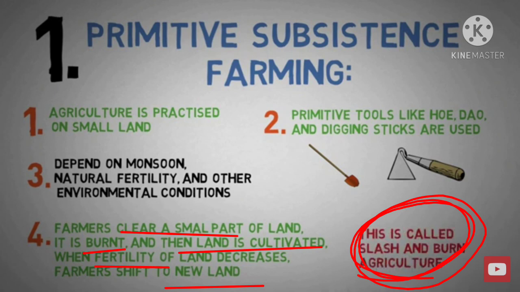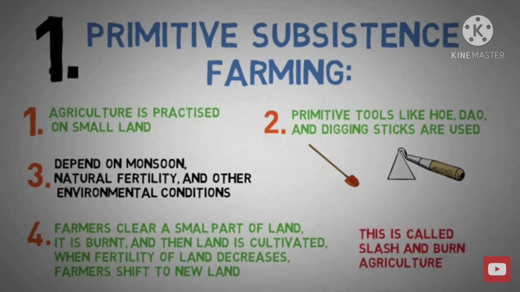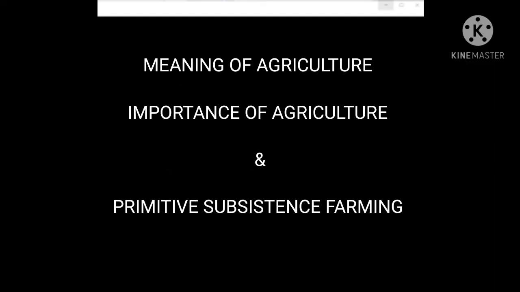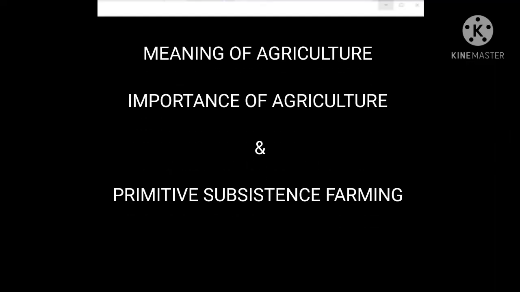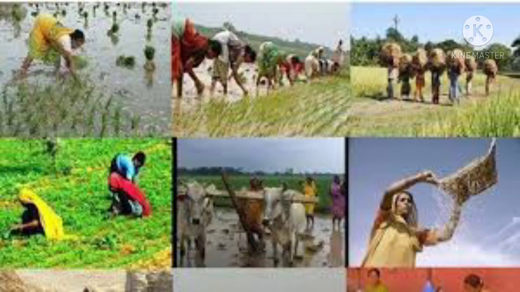But this process decreases the land productivity, and thus this type of agriculture is not recommended at all. So this is all about primitive subsistence farming. Hope you all are clear about it. I hope you are clear about the importance of agriculture, the meaning of agriculture, and also the types of farming, where we have discussed the very first type, that is primitive subsistence farming. I'll be sending you the next video where I'll be explaining intensive subsistence farming and commercial farming. But I hope you are very much clear with the three subtopics of the chapter agriculture.